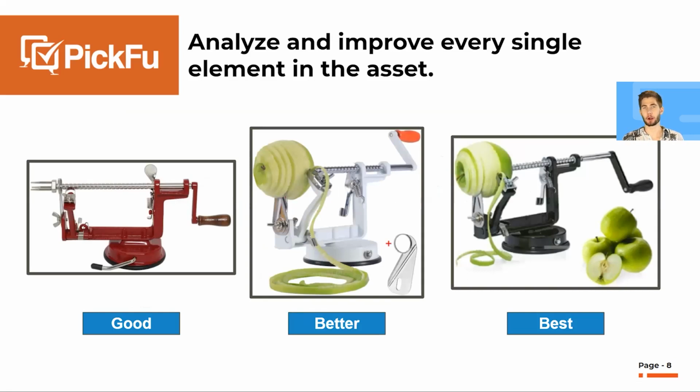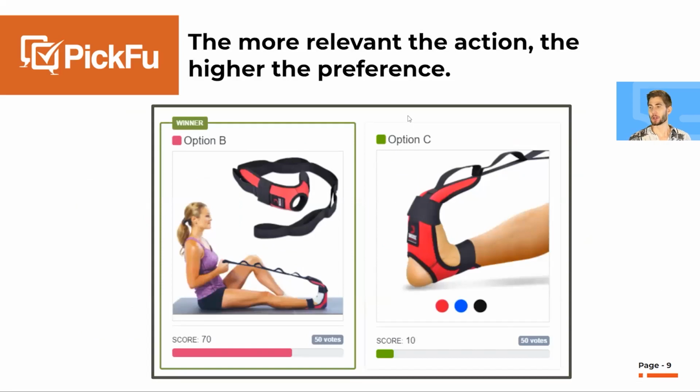It's a fine image, the product on a white background. The middle would be a little bit better, but the option on the right is what I would call the best image because it's not only showing the apples, but the apples are much greener. They're much brighter. It's showing it in a much more vivid and dynamic way. So the more relevant the action, the higher the preference, right? And I've seen this time and time again in PickFu. I've seen this time and time again on client accounts that I manage.